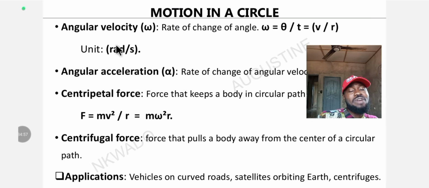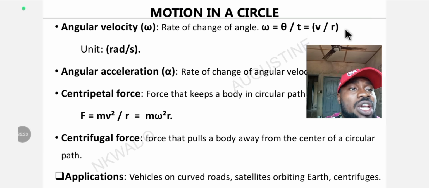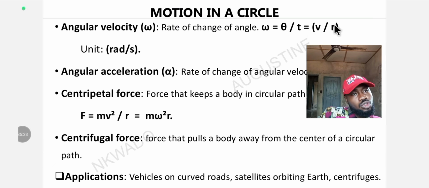Angular velocity. And the unit of angular velocity is rad per second. This rad here stands for radian. So radians per second. And the formula for angular velocity is ω equals θ over t, or ω equals v over r. So you can use either one, depending on what parameters you were given in the question. If you were given velocity and radius, and you are told to look for angular velocity, you use this formula, v over r, to get your answer. If you were given the angle, which is dθ, over time, use this formula.